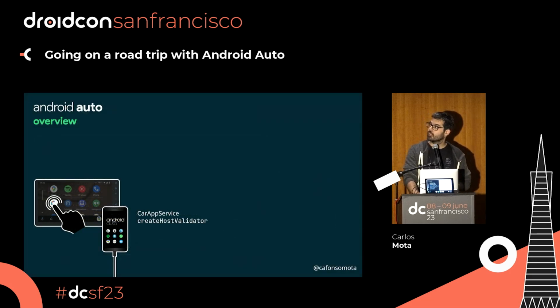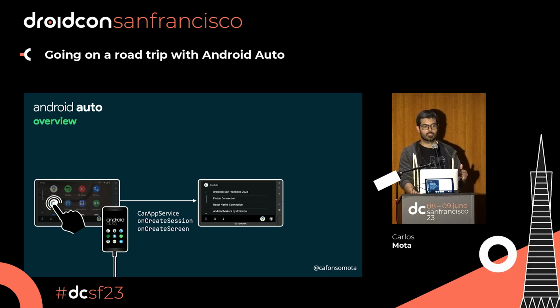After you click the app and the app is launched, it's going to call the create host validator, meaning it checks whether your app can run on that device, because you can restrict it to run only on a specific set of devices. Once it passes, it's going to call on create session, and from this, on create session calls on create screen, and you're going to load the template that you want to load. In this case, I'm using the list template to just show a set of conferences.